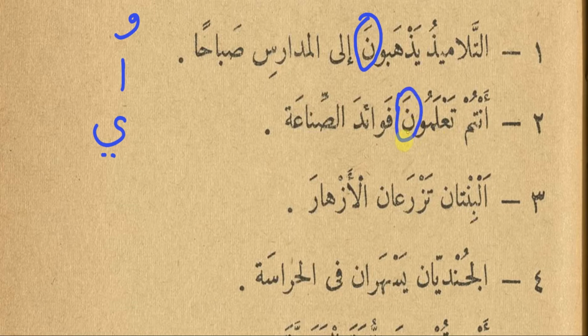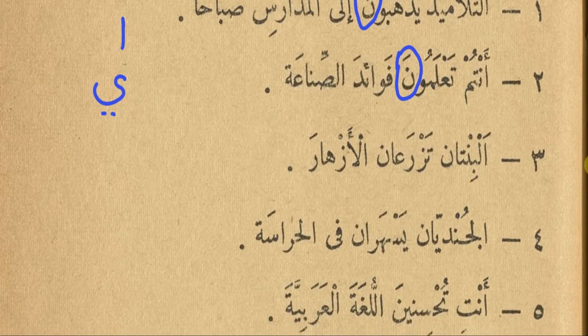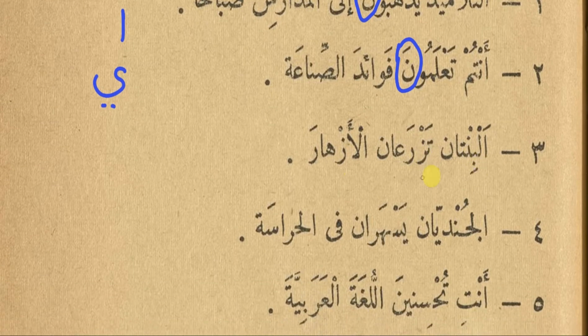When you see it, you know there is nothing that will cause this present tense verb to lose this an, or that this verb is in the state of being raised. أنتم تعلمون فوائد الصناعة. You know the benefits of industry. أنتم.